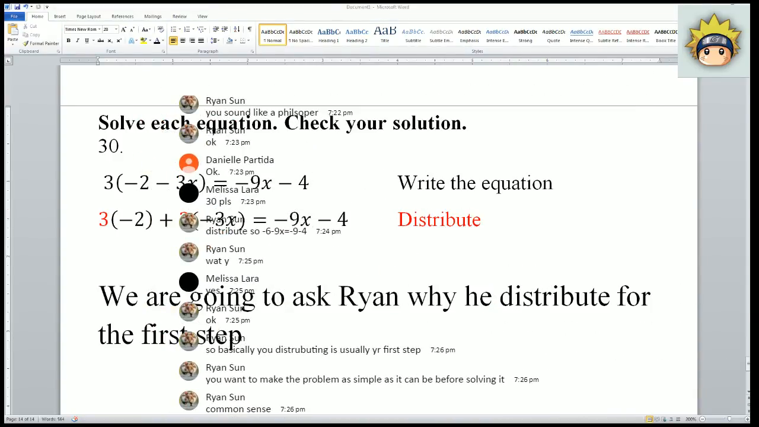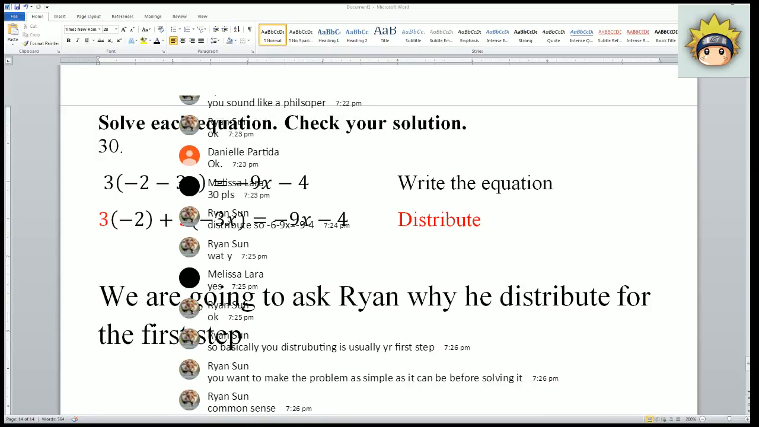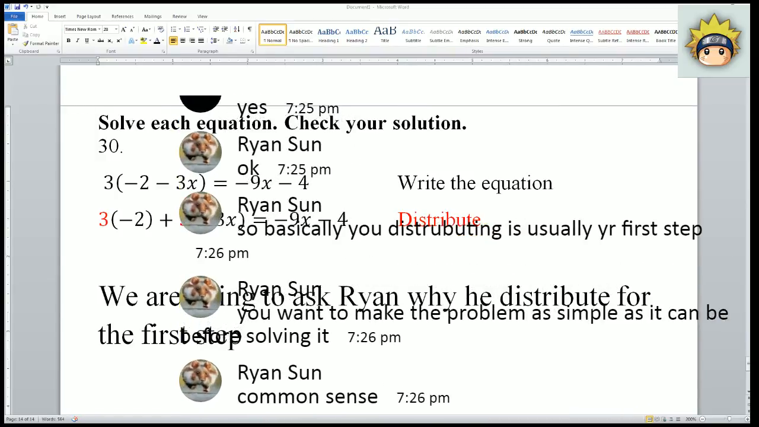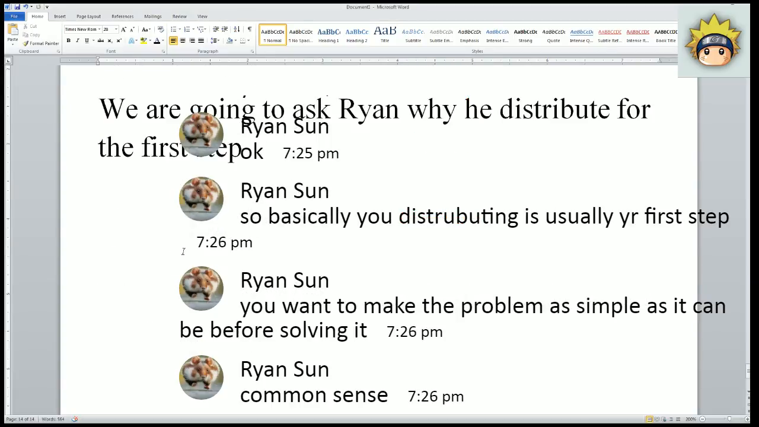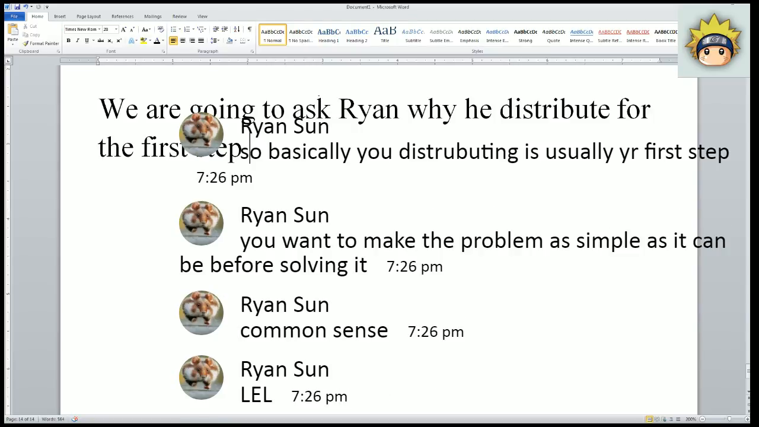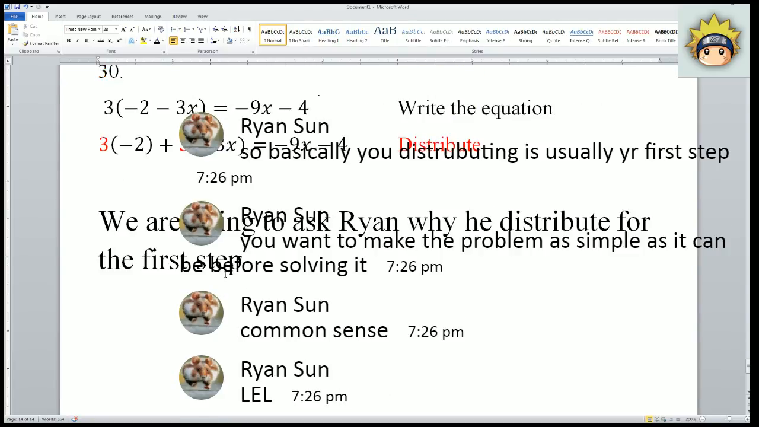I think I could make the chat bigger too. No, there's no such thing as common sense. What is the justification for it, Ryan? What is the justification for the distributive property, class? Why do we distribute?